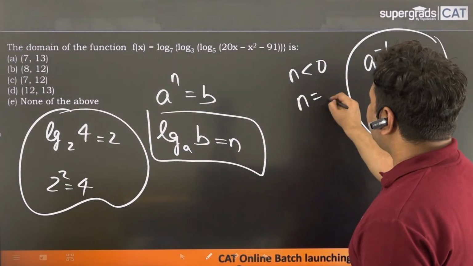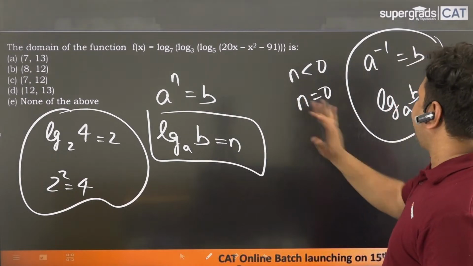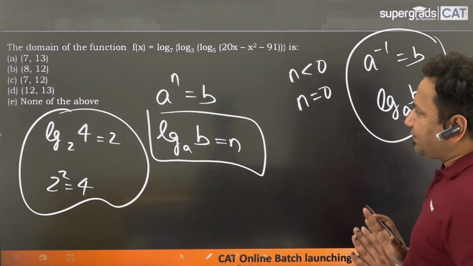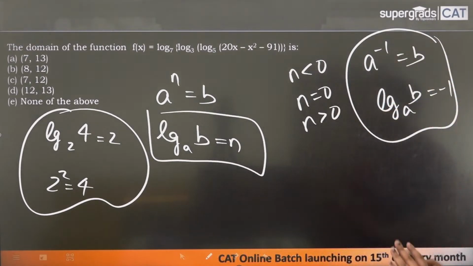n equal to 0 वो भी possible है. Anything raised to power 0 equal to 1. When n is 0, b will already become 1. n can be greater than 0 also. All these things are possible. What is not possible?